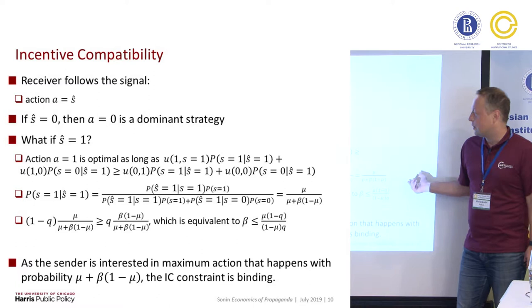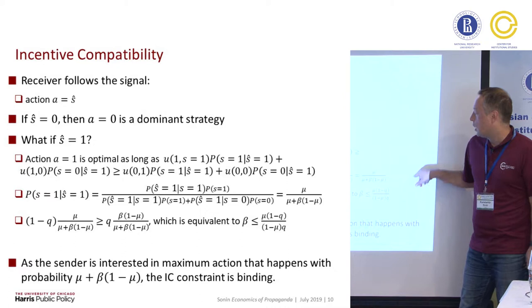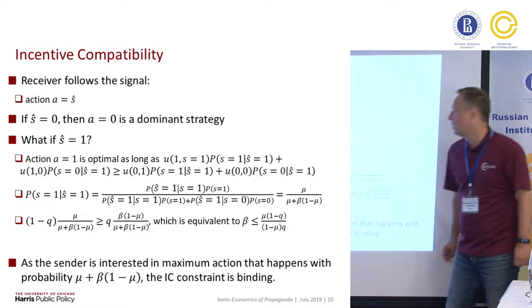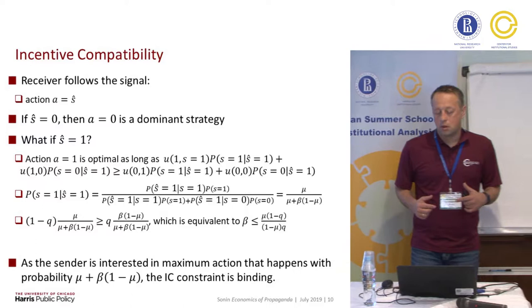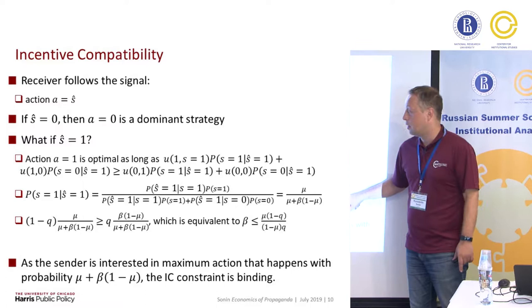So given our assumptions, beta is the level of bias, mu is the common prior, so one minus mu is the probability that the state is actually zero. I use this formula, and some terms are zeros, so I get this inequality, which is actually equivalent to a very simple inequality on the amount of bias. So, if the receiver knows, and we assume in the Bayesian persuasion model that the receiver knows the bias with which the signal is going to be reported, and the receiver knows that the bias is less than this, then the optimal action for the receiver is just to follow the signal.